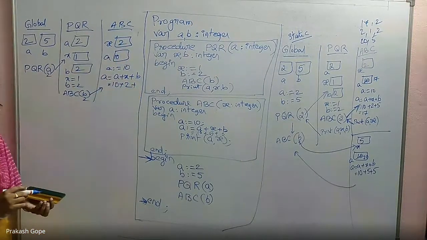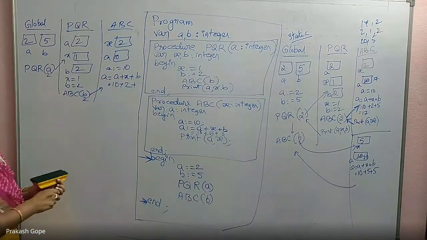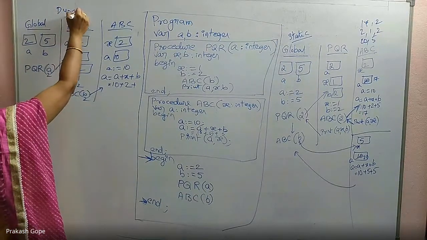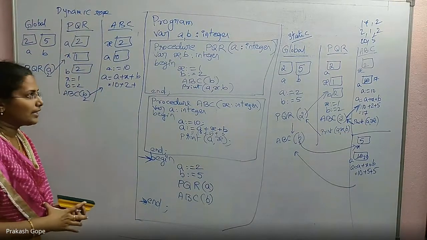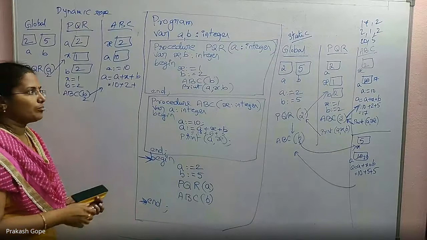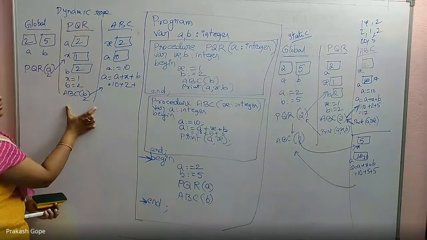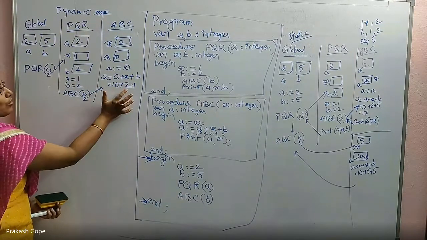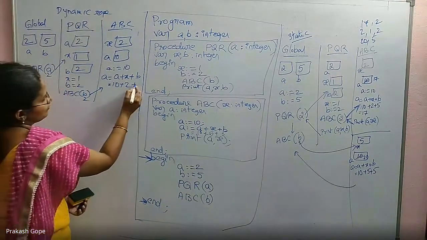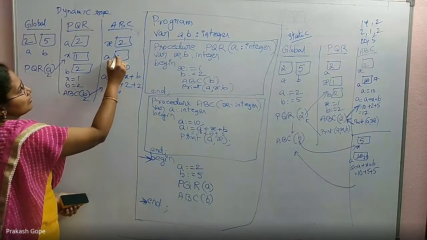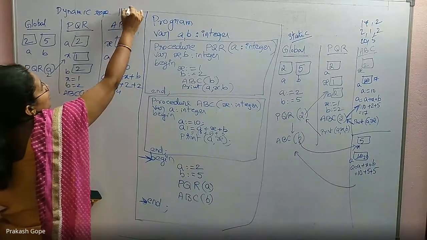But B, I don't have a local B declared. We are solving dynamic scope. So dynamic scope says whenever you don't have a locally declared B, it's the calling environment's B. Who called ABC now? The call is from PQR. So PQR is the calling environment. So PQR's B, which is 2. So 14. Update. Print A comma X, which is 14 comma 2.